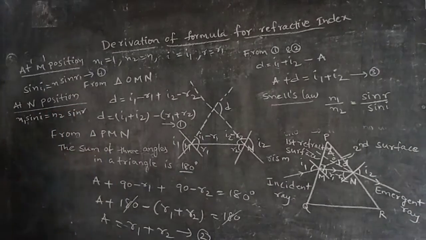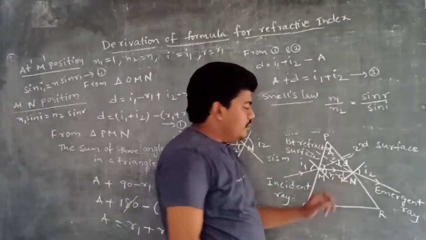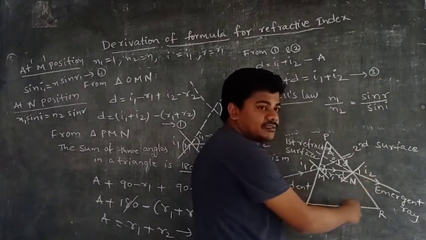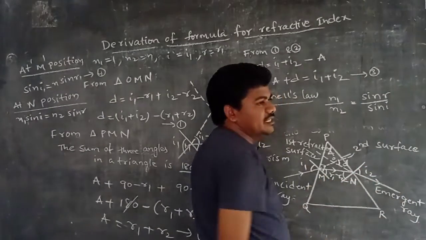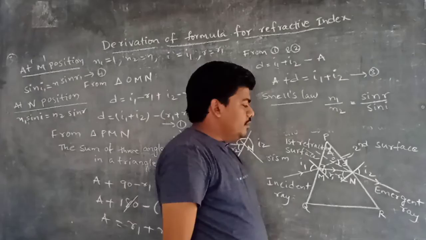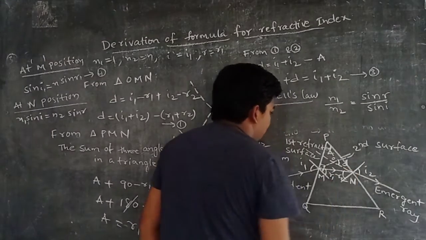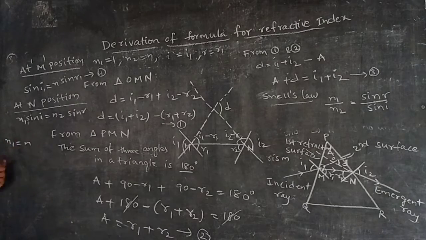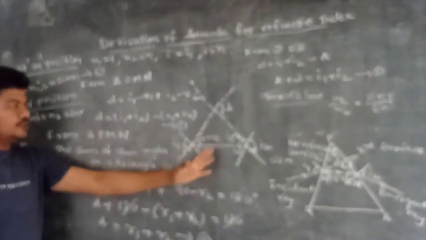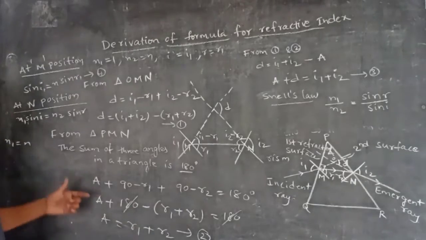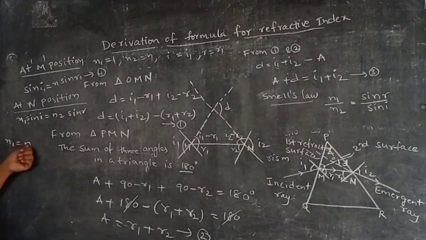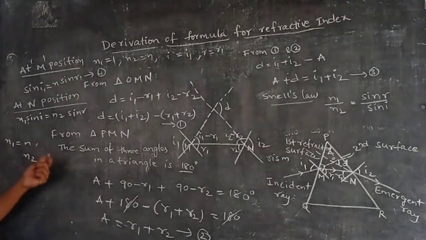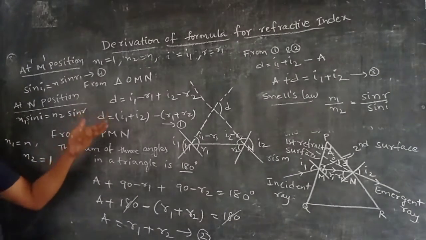At point C, this is the refracted ray which goes through the second surface. It gets deviated and is said to be an emergent ray. Here we take n1 as n, because the light ray is passing from glass to air. We don't know the refractive index of glass, so n1 is taken as n, and n2 is taken as 1, because the refractive index of air is approximately 1.